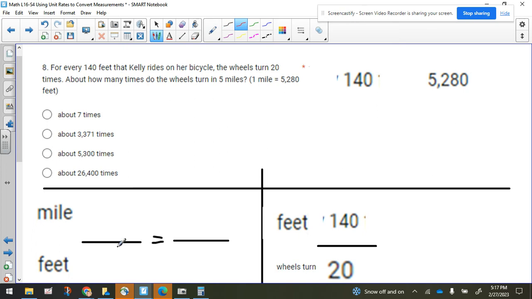Hey everybody, Mrs. Bianchi. We're looking at number 8, which can be a little intimidating just because of the user unfriendly numbers that are in the problem. So I'm going to help you with it.